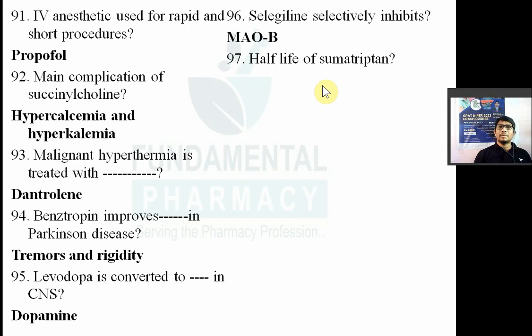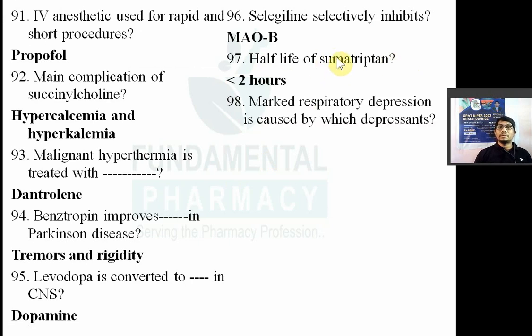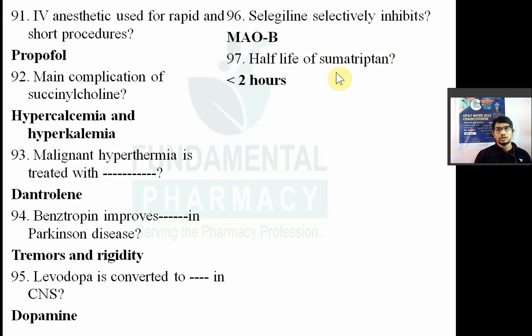Question number 97. Half-life of sumatriptan. The half-life of sumatriptan is less than 2 hours. Now what is sumatriptan? It is a 5-HT receptor antagonist.